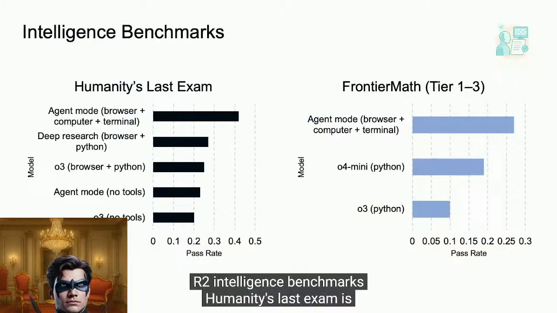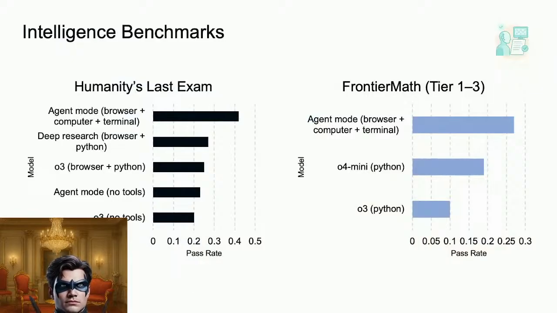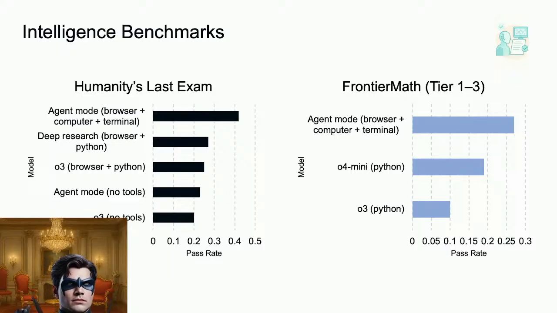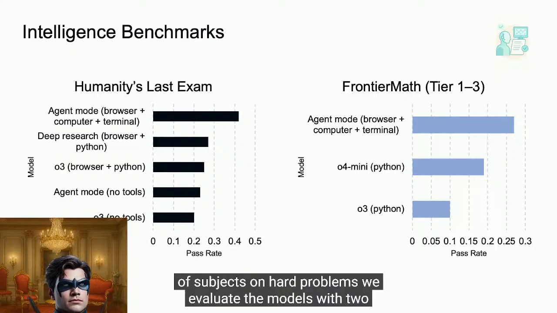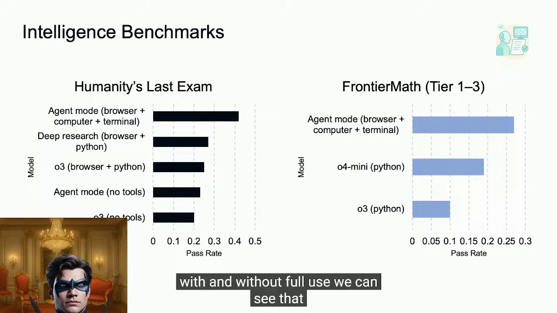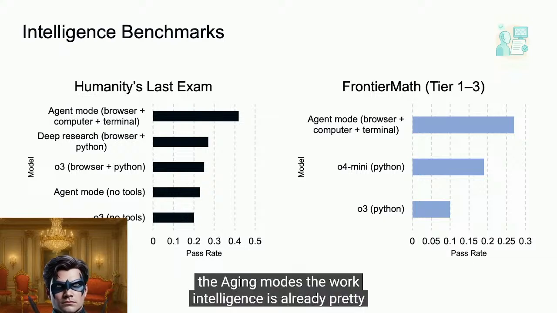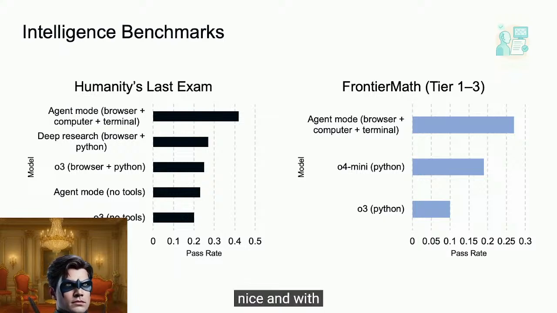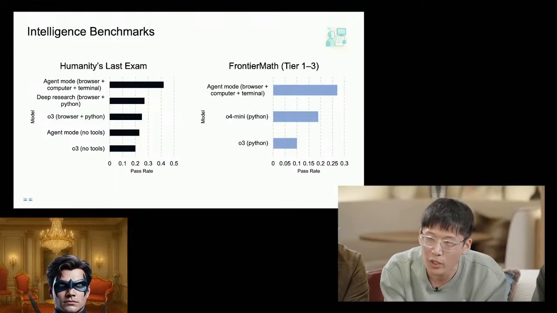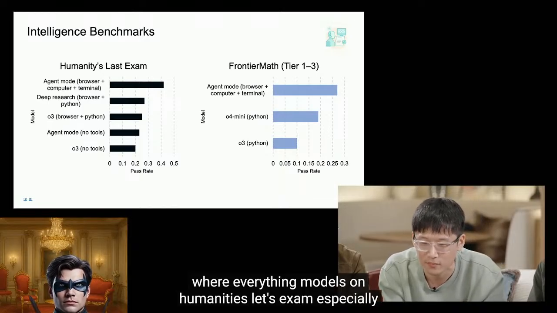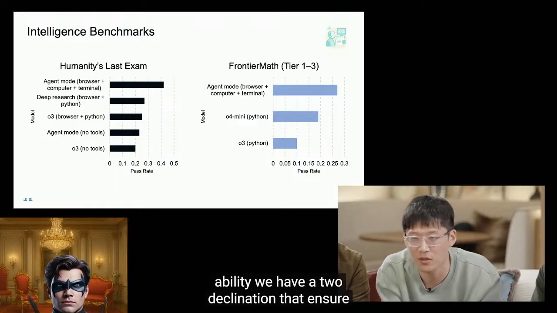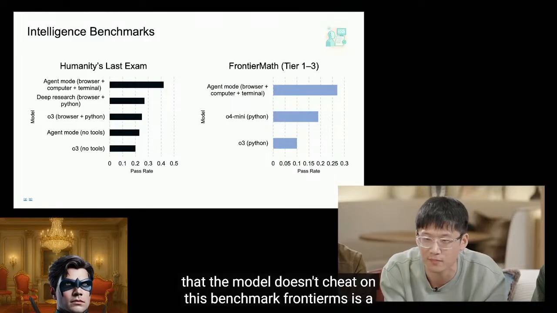First are two intelligence benchmarks. Humanity's Last Exam is a benchmark that measures AI's ability to solve a broad range of subjects on hard problems. We evaluate the models with two settings, with and without tool use. We can see that in the agent mode, the raw intelligence is already pretty nice, and with access to all tools, it nearly doubles the performance to 42%. When evaluating models on Humanity's Last Exam, especially with the browsing ability, we have a two-layer decontamination that ensures that the model doesn't cheat on this benchmark.